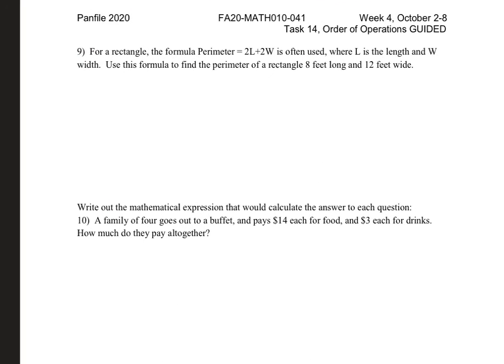On to the last page. For a rectangle, the formula perimeter equals 2L plus 2W is often used, where L equals the length and W equals the width. Use this formula to find the perimeter of a rectangle 8 feet long and 12 feet wide.